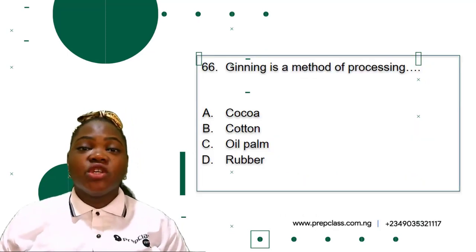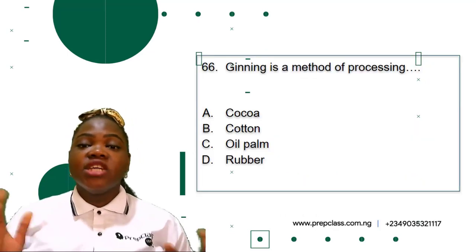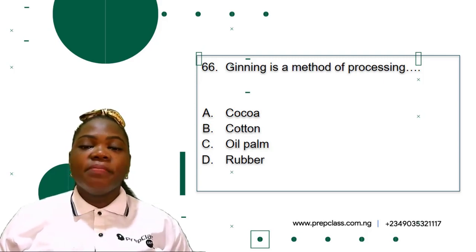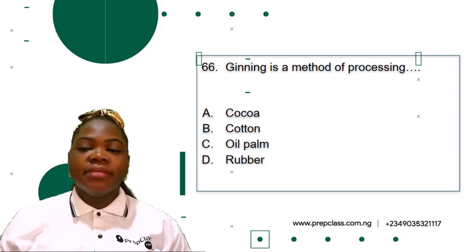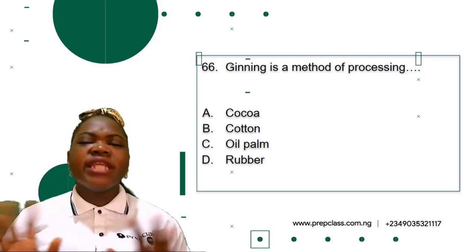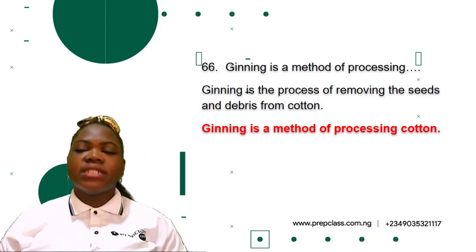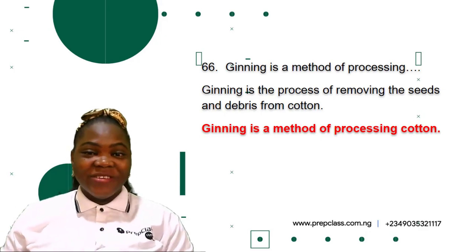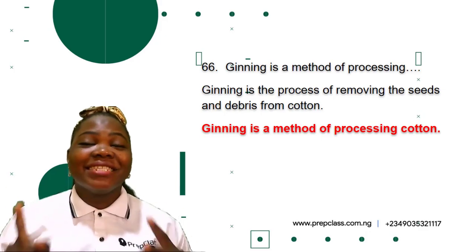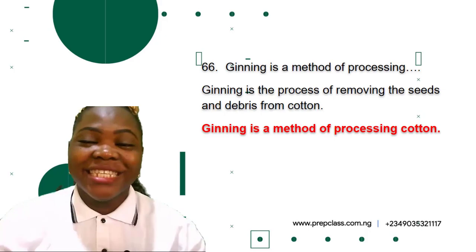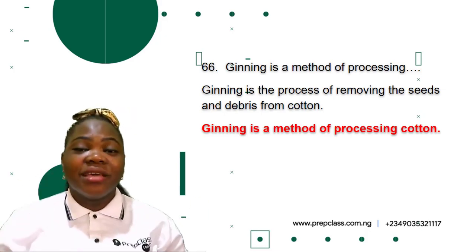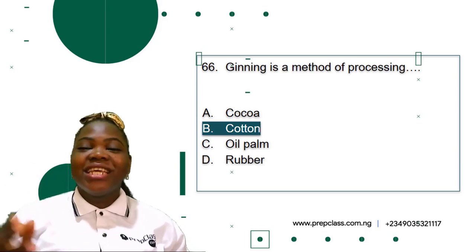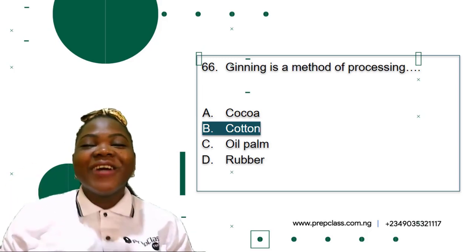The first question in this video is question 66 and it says ginning is a method of processing dash. A. Cocoa, B. Cotton, C. Oil palm, D. Rubber. So first of all, what is ginning? Ginning is the process of removing the seeds and debris from cotton. So already we know the answer. Ginning is a method of processing cotton because it's the process of removing seeds and debris from cotton. So the correct option here is option B, cotton.